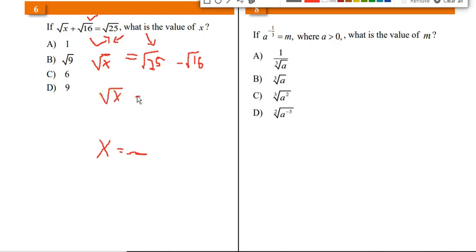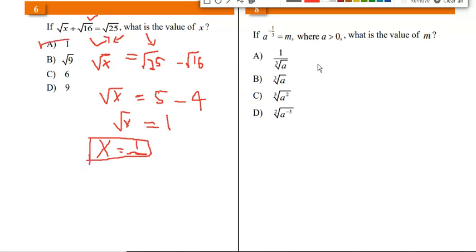We know that root of 25 equals 5, and root of 16 is 4, since 4 squared is 16 and 5 squared is 25. This will give us root x equals 1, and if we square both sides, this will give us the value of x equals 1. So option A is the correct answer.